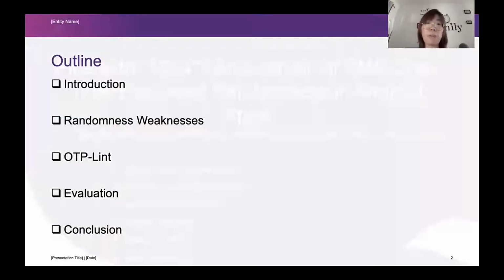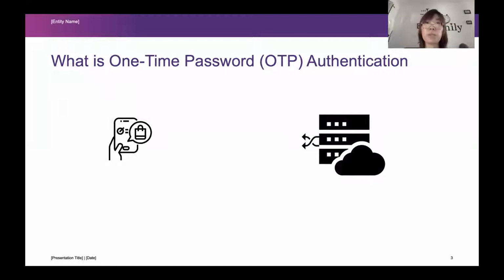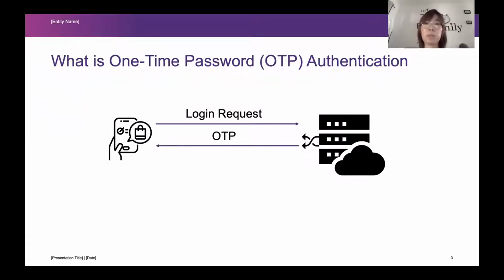First, I will introduce what one-time password authentication is. Given a mobile phone application, a user types in her mobile phone number and sends a login request to the server. Then the server runs a pseudo-random number generator to generate a pseudo-random number, which can be treated as the OTP. This is sent back to the mobile phone. By using the OTP, the user can log into her own account.